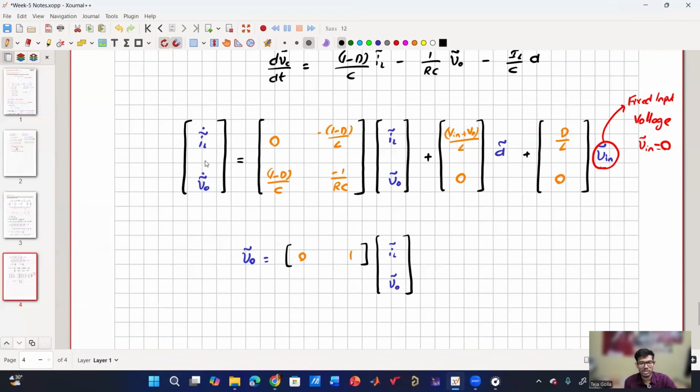Now from here you can also get the transfer functions, so you can calculate using the inverse of a matrix. Try to solve it by yourself, because I know this week is maybe a bit too advanced and so much content is covered.